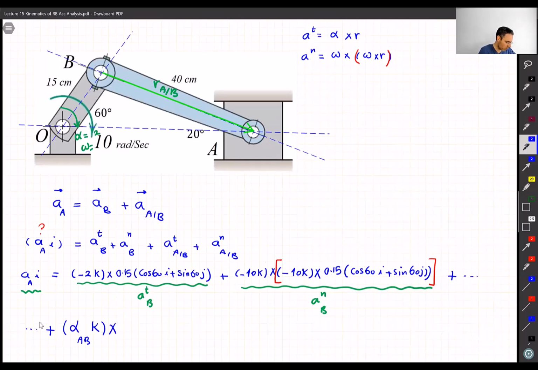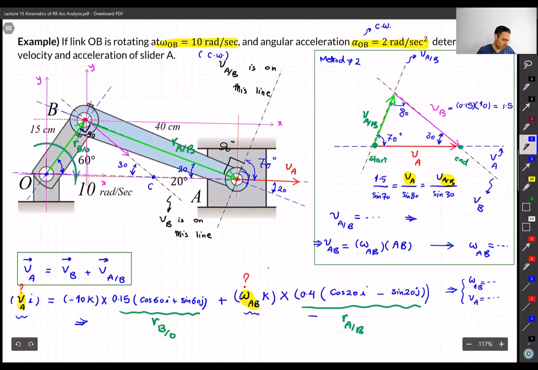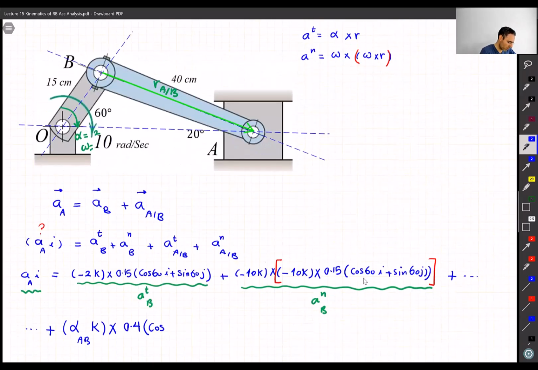RA with respect to B, we found it before. It is 0.4 cosine. What was it? Let's move back. So this is here, right? RA with respect to B. Cosine and sine 20. Cosine 20 I minus sine 20 J. So this is RA with respect to B. And let's move this guy to the top.